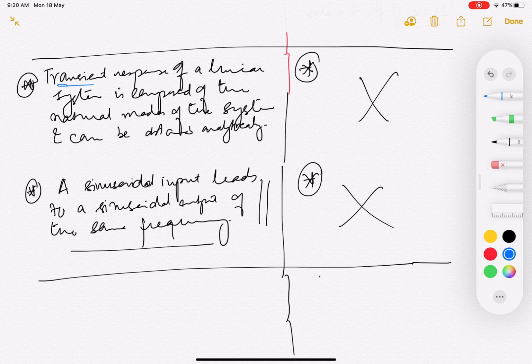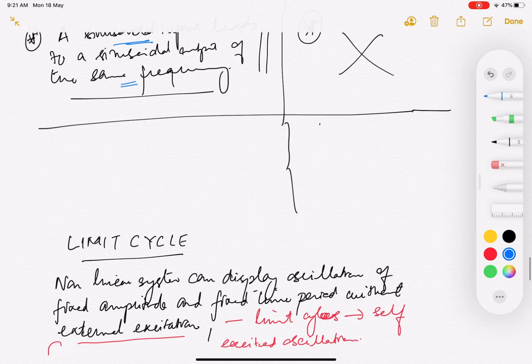And then very important properties: for linear systems we could see the transient response and decompose it and get it analytically, which is not possible in nonlinear systems. And the sinusoidal input of a linear system gives an output of sinusoidal of the same frequency in steady state. This property is also not present in nonlinear systems.